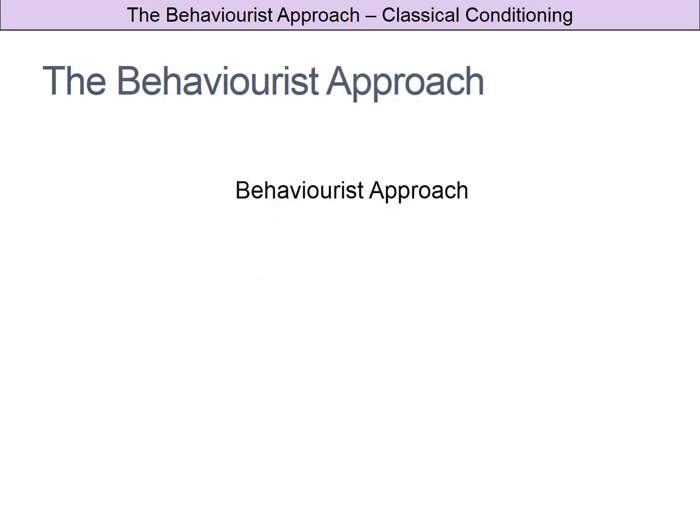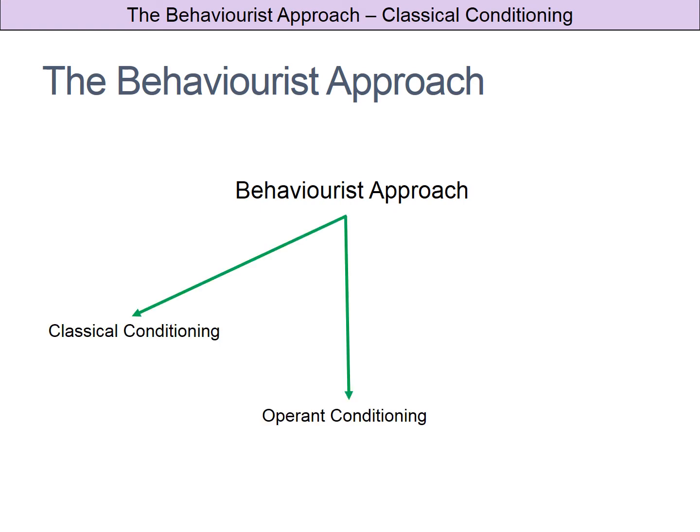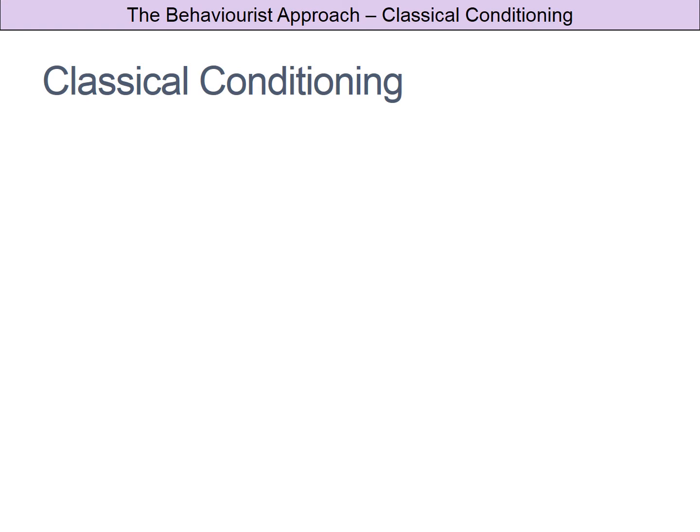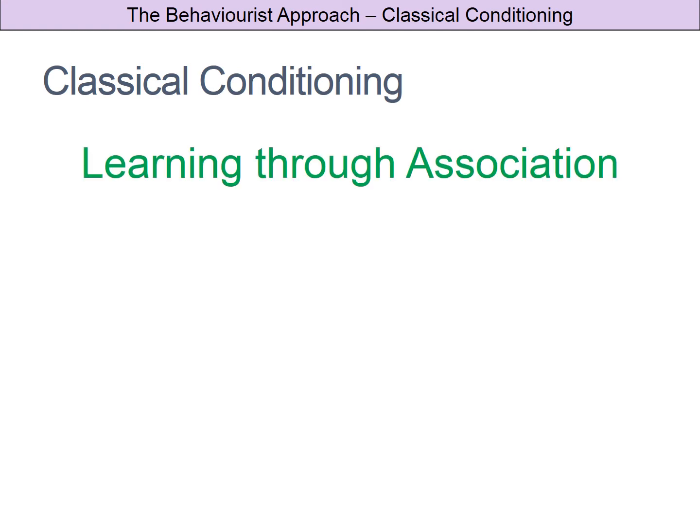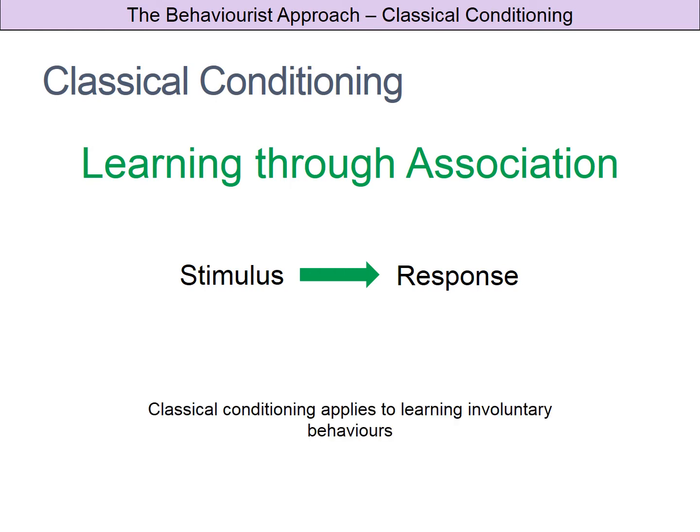So the behaviourist approach then is broadly split into three different areas. We've got classical conditioning, operant conditioning, and social learning theory, and we're going to have three different lessons on those three different components. And for this first, we're going to be focusing on classical conditioning. So at its very simplest, classical conditioning is learning through association. So something happens, a stimulus, and that stimulus causes us to respond in a particular way. So it's thinking about involuntary behaviours rather than voluntary behaviours. So that's things which we have no control over, we would do just automatically.